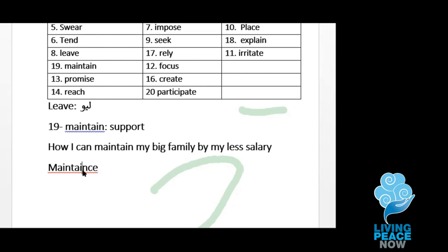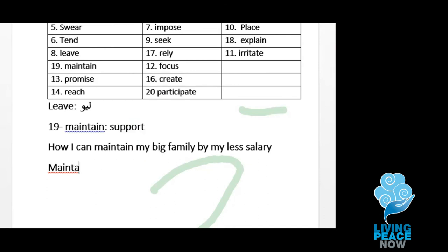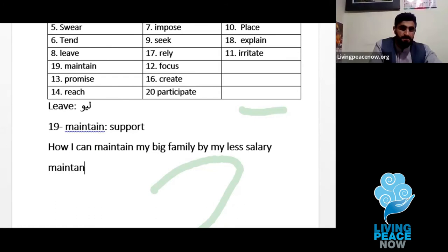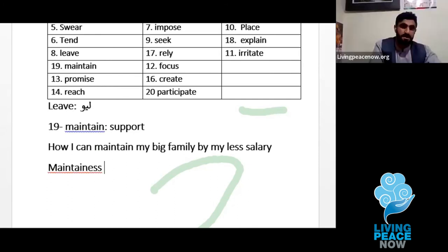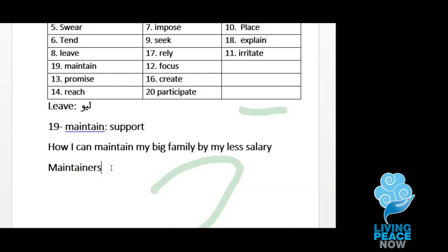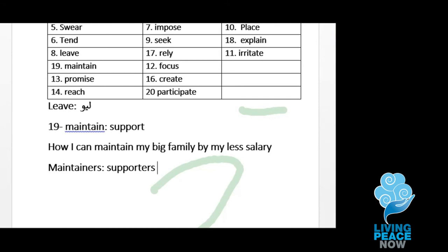Maintenance. Yeah, this is good. Thank you. Mentors is also a noun. Very good. Mentors, for example, like supporters, it's the same as supporter. Mentors and supporters are the same. For example, I have many mentors. That means I have many supporters. Got it?